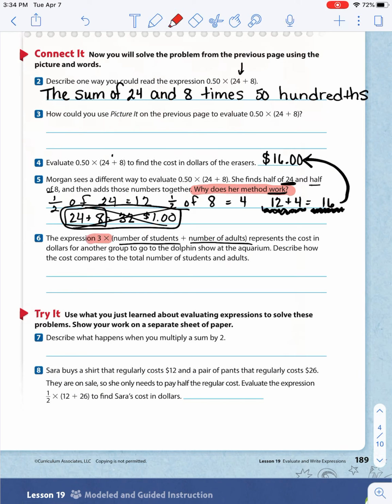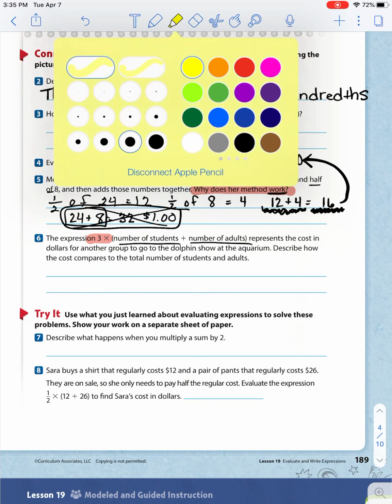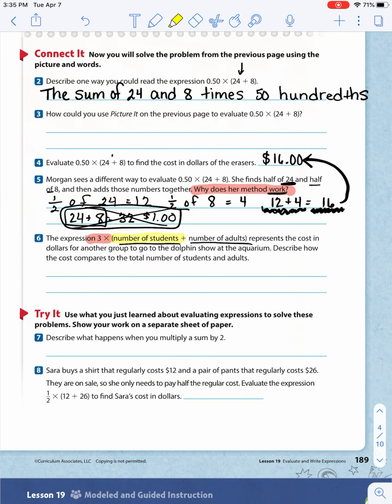Wonder why it would be 3. This part of the equation is the same: number of students plus number of adults. And again, what this is telling us is the cost. That's how we would solve an equation for the cost to go to the dolphin show.